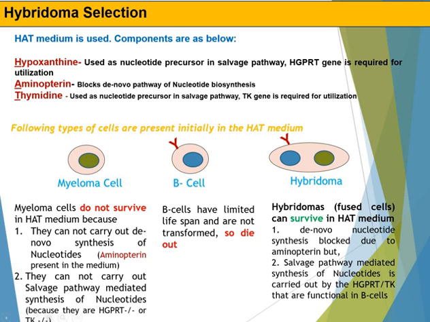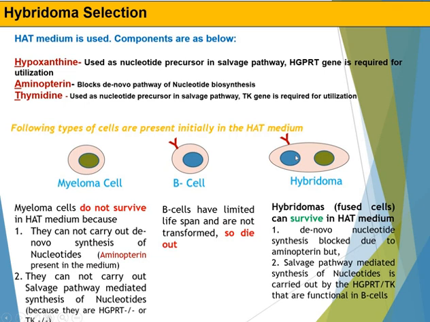B cells are never a problem because they have a limited lifespan, so they just die after some time. Okay, what about hybridoma? Hybridomas only survive in a HAT medium. Why? Because, of course, their de novo pathway is blocked. De novo pathway is blocked both for B cells and myeloma cells in a HAT medium. Now let us talk about the salvage pathway. Hybridoma is a fusion, so the HGPRT and TK gene is mutated for the myeloma cell partner of this fusion, right?